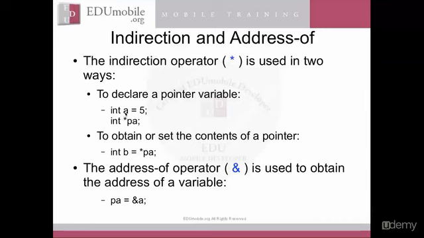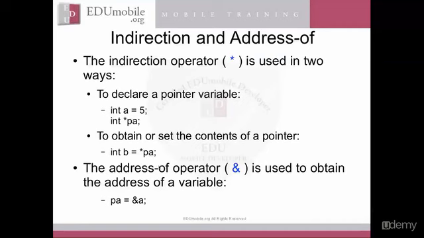So here I have an integer a that I'm setting equal to 5. And here I have an integer pointer, and here's my indirection operator, called pa. In the C language, it's very common to have a variable name called p something, which means that it's a pointer. The indirection operator is also used to obtain or set the contents of a pointer. And here, I'm setting the integer value b to whatever pa is pointing to, the contents of the address in pa.